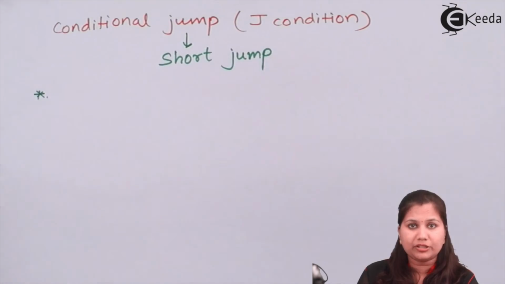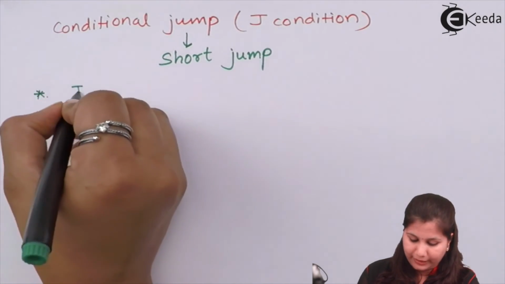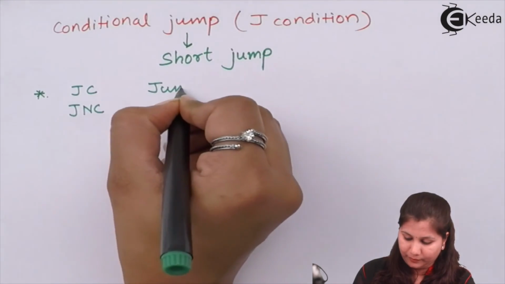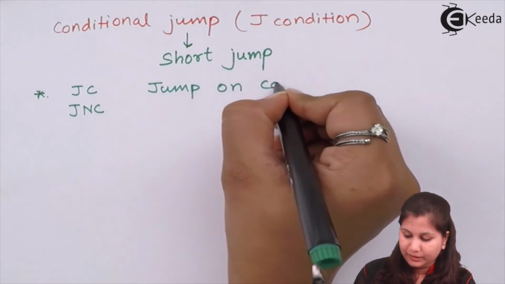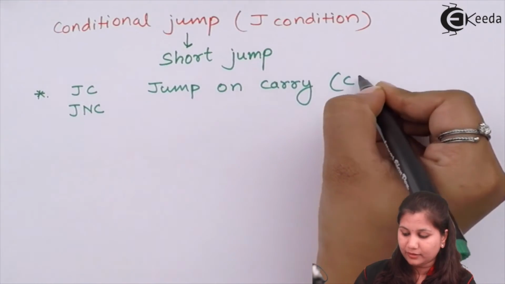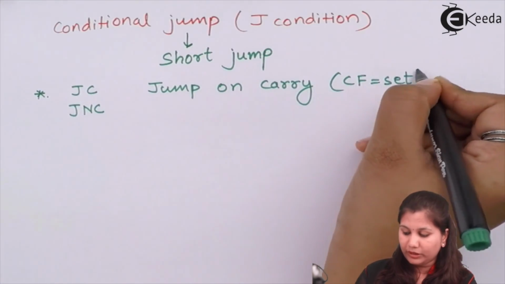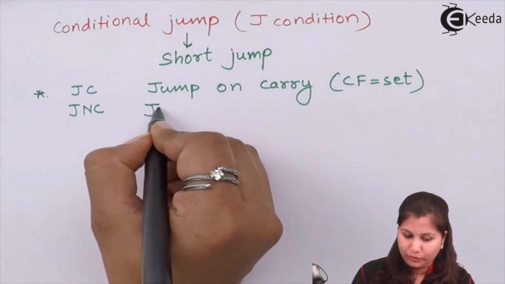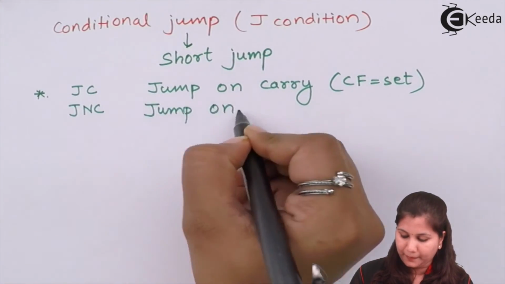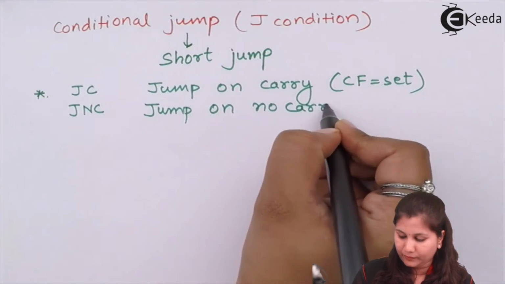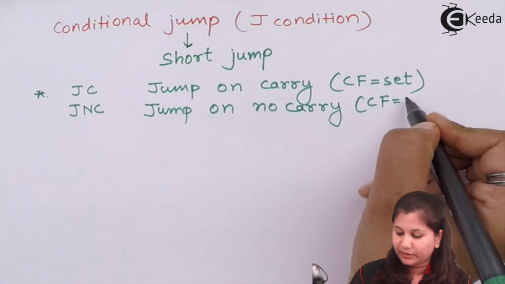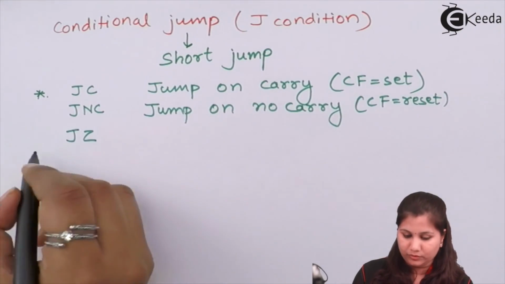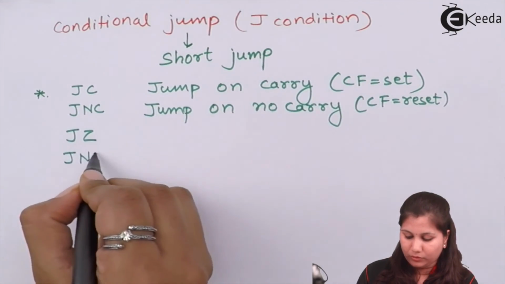Now there are many conditional jump instructions like jump on carry, jump on no carry. Jump on carry means when the carry flag is set, then only the microprocessor will jump to another memory location. Jump on no carry means when the carry flag is reset. Then we have jump on zero, jump on overflow.